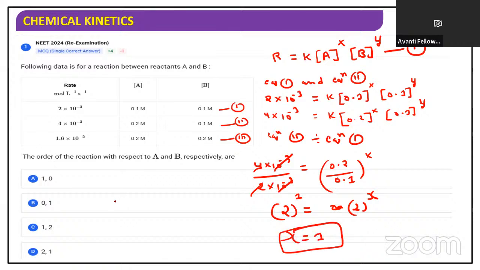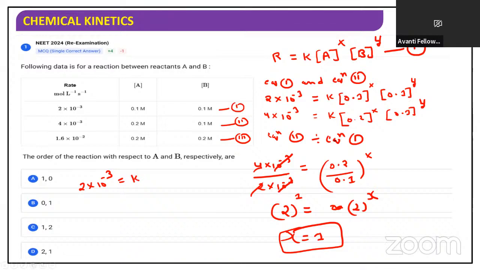So this is very much correct. What is x? 1. Now what is y? If x is equal to 1, then what is y, beta? We'll just put the value, we'll get the y. For example, here we have rate is equal to 2 into 10 to the power minus 3 in the first equation. What is k?